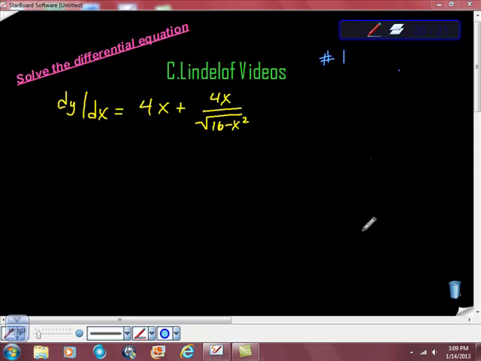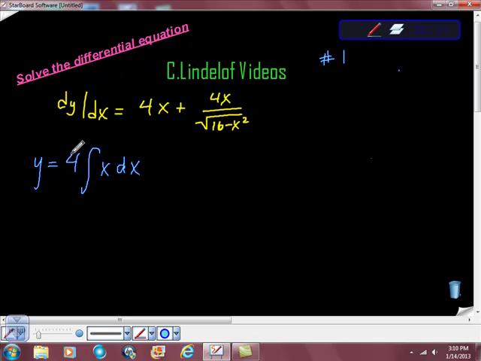All right, AP Calculus AB, solve the differential equation, and we're given that dy/dx is equal to 4x plus 4x over the square root of 16 minus x squared. First thing I want to do is rewrite this in integral form, and I want to say that y is equal to, and I'm going to start doing a little bit of work here. I'm going to take 4 times the indefinite integral of x dx.